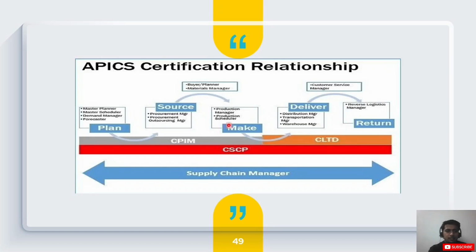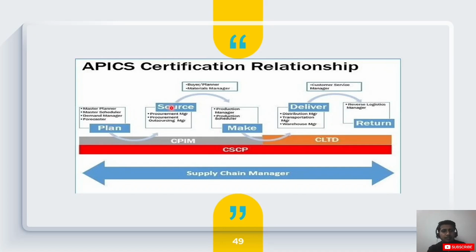Okay, let us discuss. This is a very famous graph, which you will find on the internet, which talks about which domain these certifications cover. So let us start with CPM. Any supply chain process has basically these 5 steps: plan, source, make, deliver, and return. Planning involves planning of raw materials, inventory, your finished goods demand, everything comes into this planning.